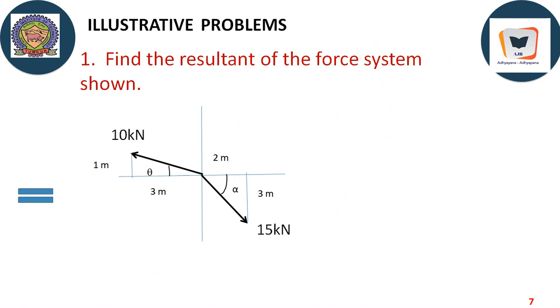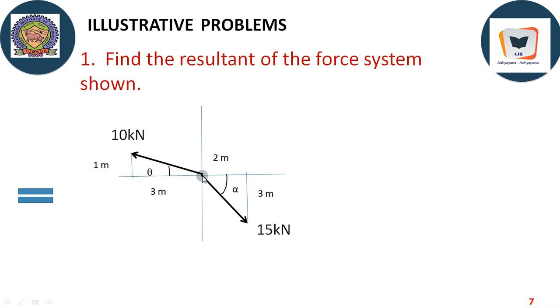So we will do 3 or 4 illustrative problems to consolidate our understanding about finding the resultant of a concurrent force system. So find the resultant of the force system shown. Here there are two forces, one 10 kilonewton.